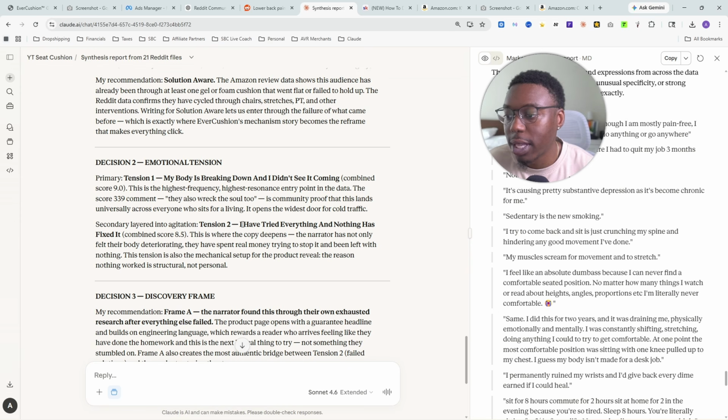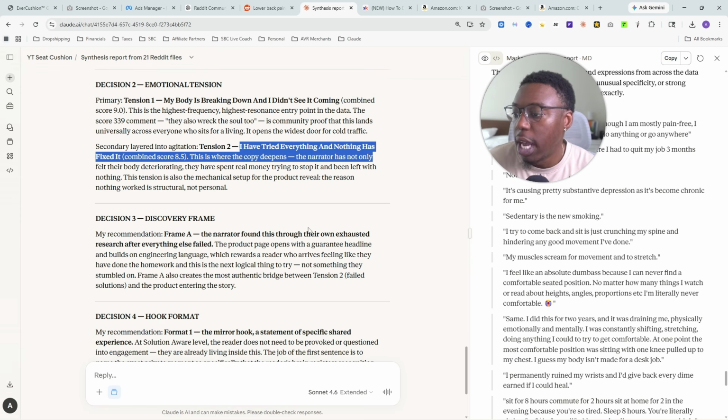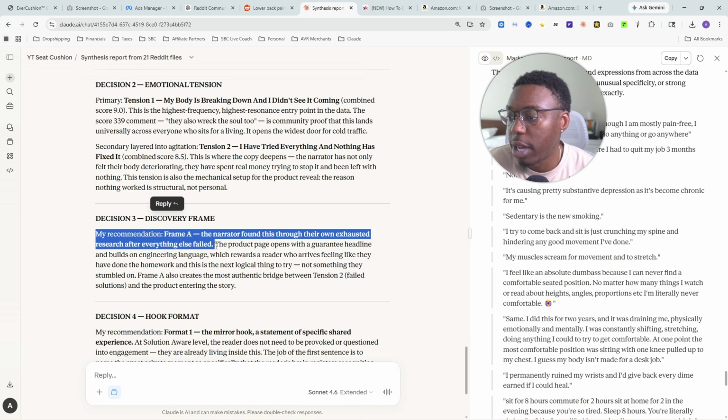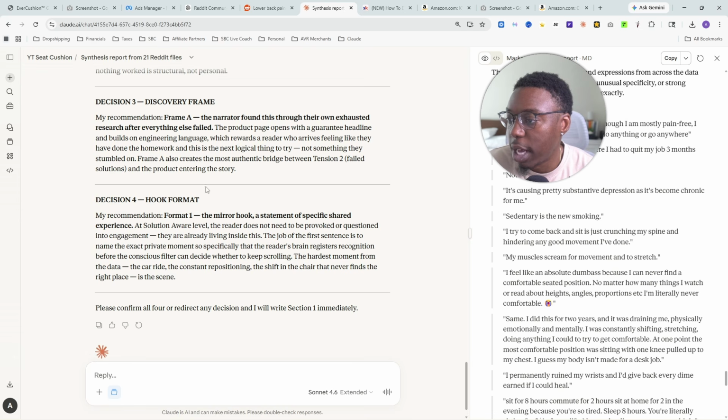And then the underlying thing as well that we're going to also speak to is that I've tried everything and nothing has fixed it. And then the discovery frame, which is basically how in the story that we're going to write, how did we discover the problem or the solution? So the recommendation is frame A. The narrative found this through their own exhaustive research after everything else failed. The product page opens with a guarantee headline. Yep. So that makes sense.